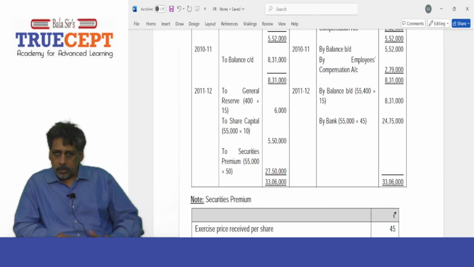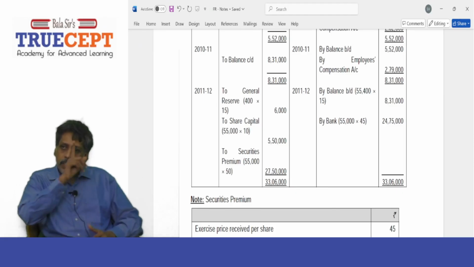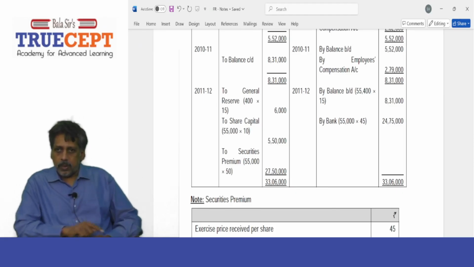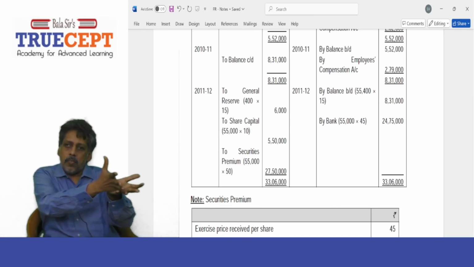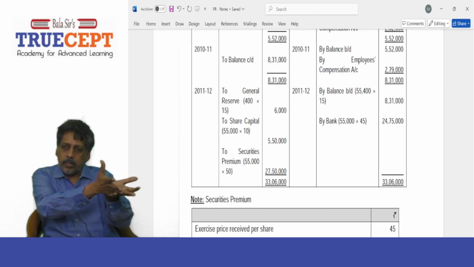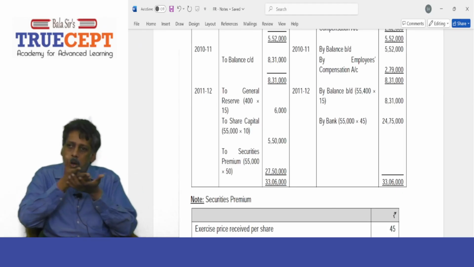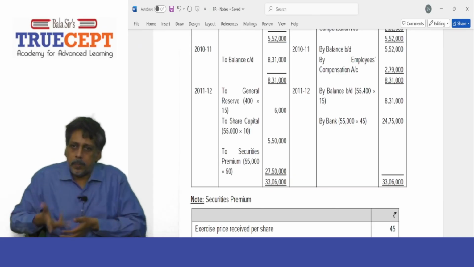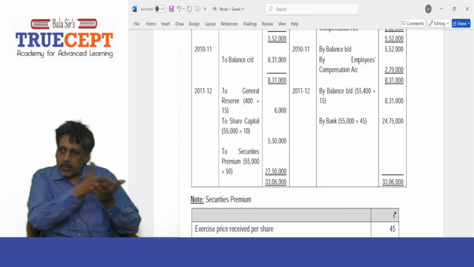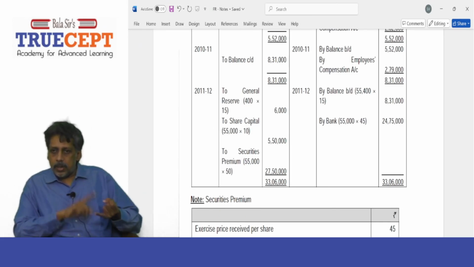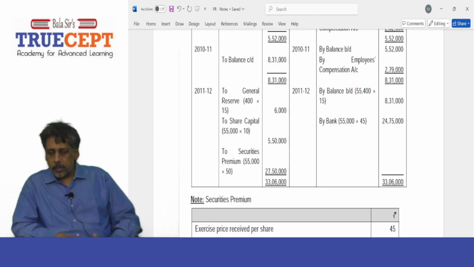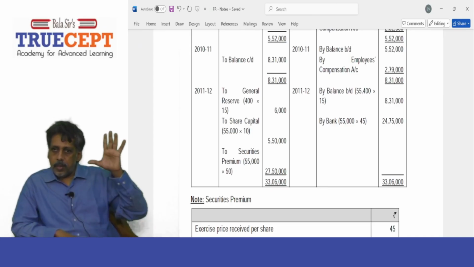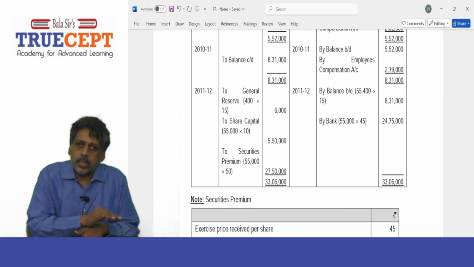Now let me come to this. That means 550 employees exercise their option, right? What is 550 into 100 options each? In all, 55,000 options are exercised. So the employees will pay the exercise price to the company. So the company receives that money. The entry can be bank account debit to share-based payment reserve account. Nothing with this outstanding account. By bank. You find by bank? Yes, sir. Which is 55,000 into 45 rupees collected.